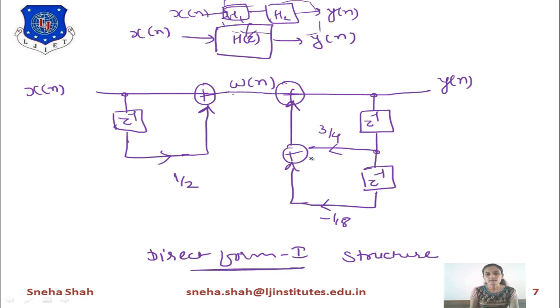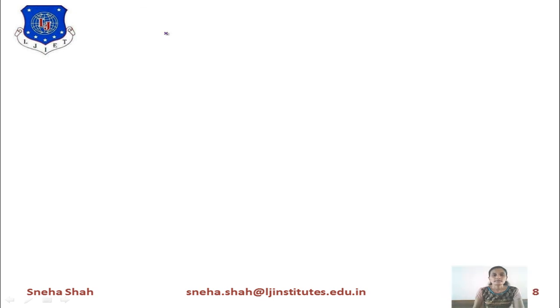Now in this you can see that the number of delay units is 3, that is 1, 2 and 3, and the number of summation parts is 3. So to reduce this complexity, we will draw the next type of structure, which is the direct form 2 structure.